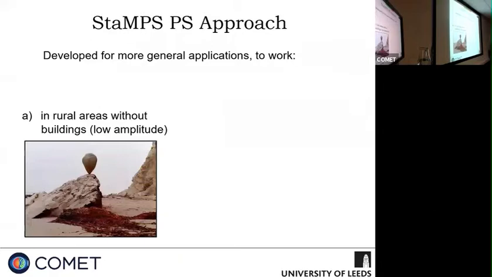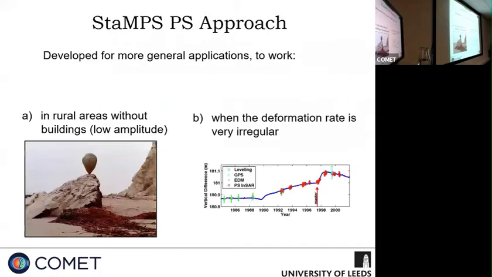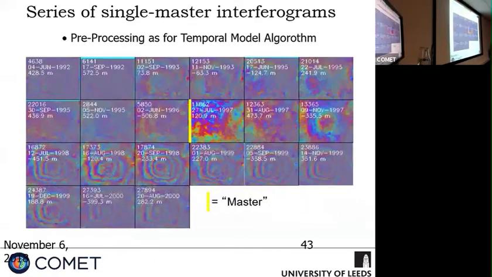The reason this method was developed is sort of to work better in rural areas, so not be so constricted by high amplitude persistent scatterers. And to also work better where deformation rates are very irregular, so coseismic deformation, volcanic deformation, landslides, things that are just not very consistent over time, but where the pixels might still give you a good signal-to-noise ratio every time.